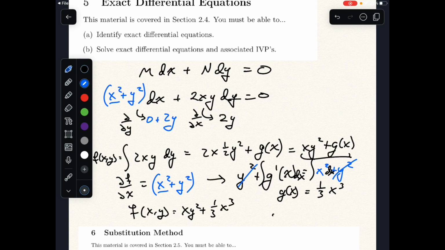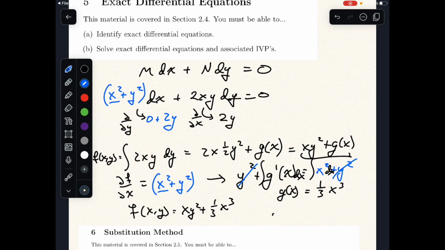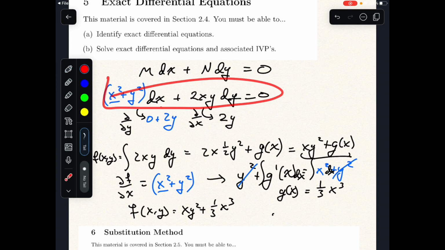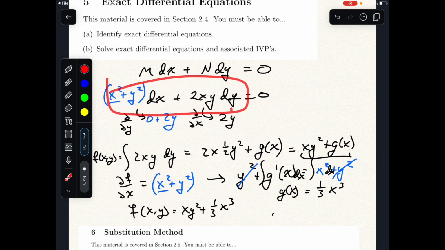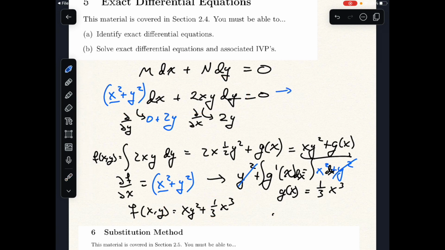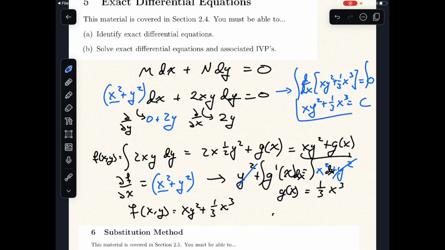Now that's not what your solution is. Your solution, well, if this differential equation is exact, then that means your left-hand side is basically just the derivative of whatever your f is. So this left-hand side is really just saying the derivative of xy squared plus 1/3 x cubed is equal to 0. And so how do you solve? Well, from there you could just integrate both sides with respect to x, and you get xy squared plus 1/3 x cubed is equal to 0 plus a constant. And so this would be what your solution is. You can then plug in whatever your initial conditions are to solve for c.